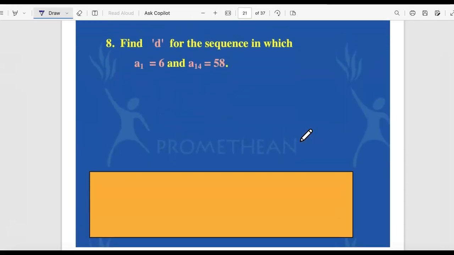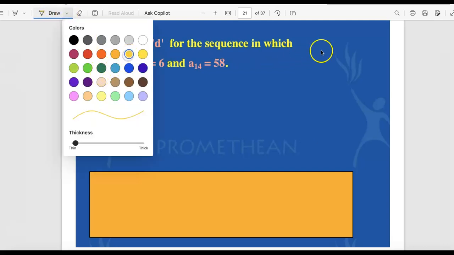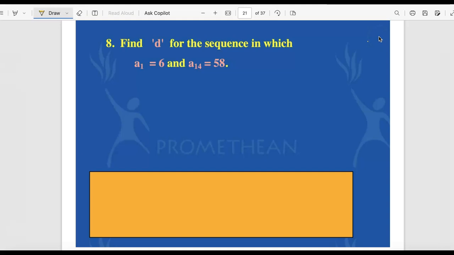Now I am giving you a different type of question over here. Let's pause and read the problem. All right. In this question, it is not asking about the first term or a specified term number, but the question is asking about d. Now it can be done by two methods, one easy and one hard. Whichever you like, you can do.